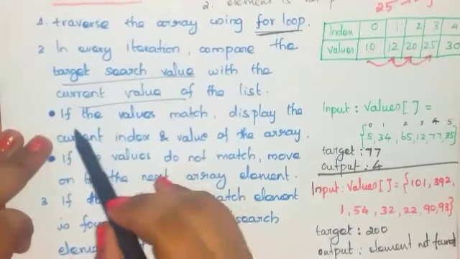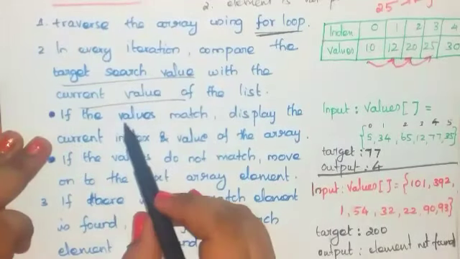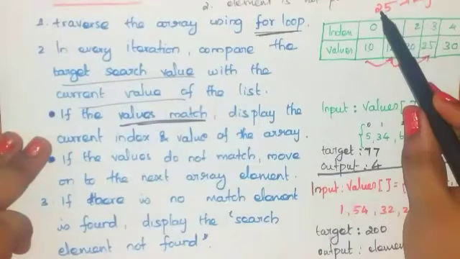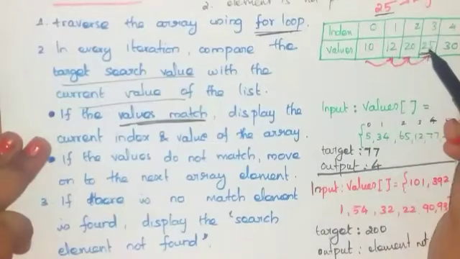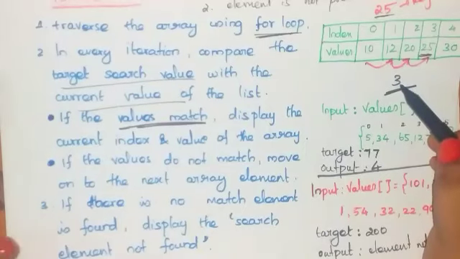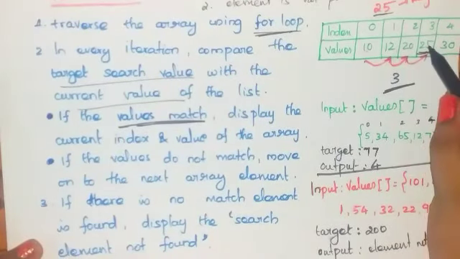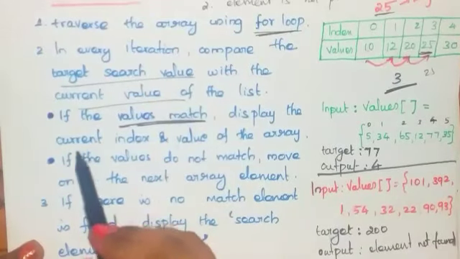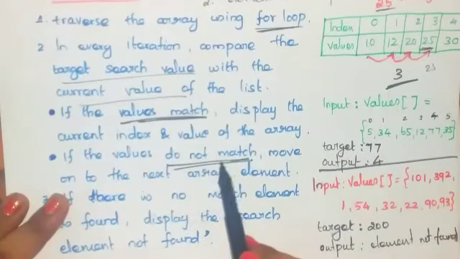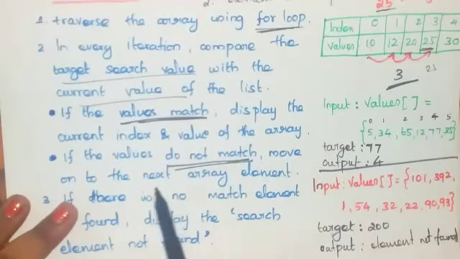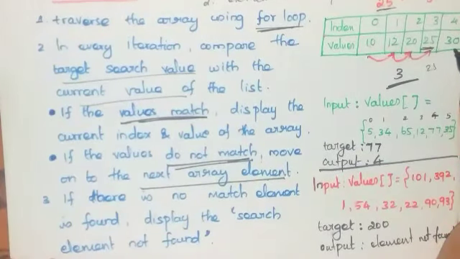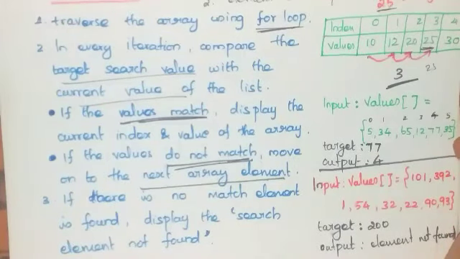There are two cases. If the values match, display the current index and value of the array. If the values match, display the current index. Current index is 3. This index position will be displayed on the output screen, and its value is 25. Next, the second case: if the values do not match, move on to the next array element. If the values do not match, we go to the next element in the list. So we will continue our search until the end.